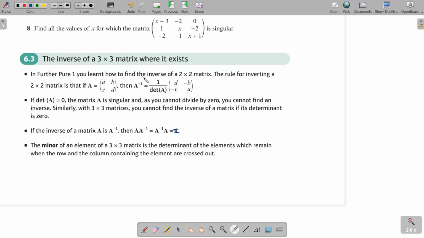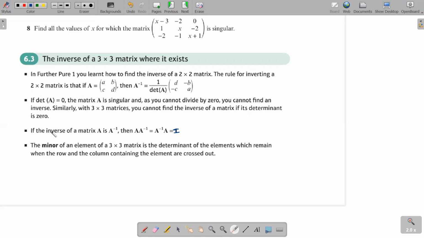But when it comes to a 3 by 3 matrix, there are a lot of steps involved. We will learn each and every step of how to find the inverse of a 3 by 3 matrix. First, there are some terminologies that I want you to know.